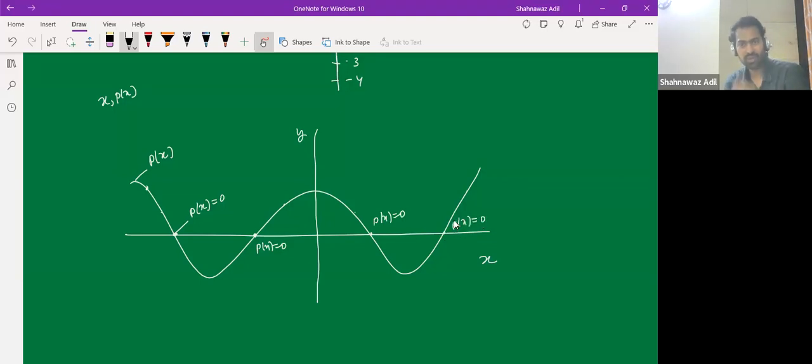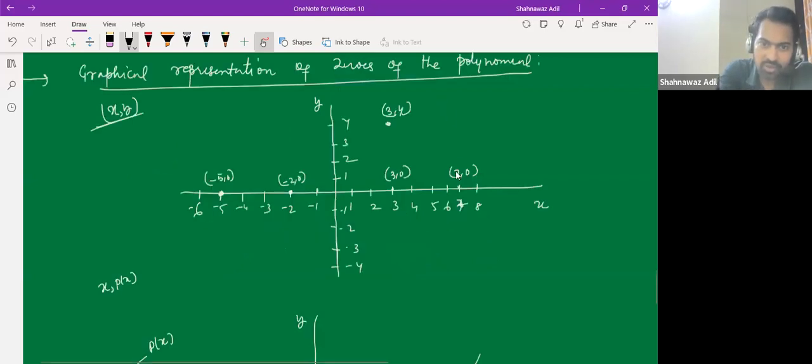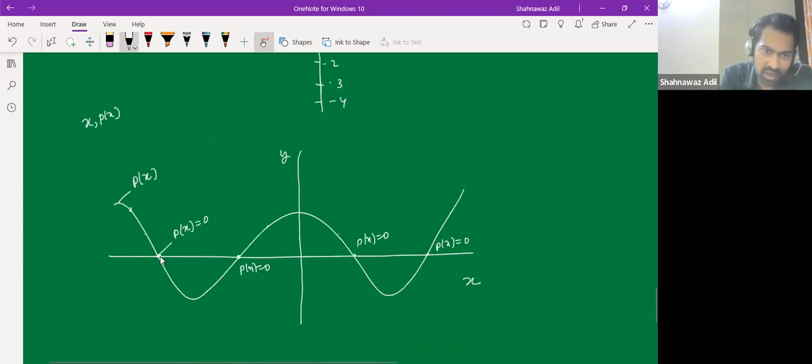So you see that p(x) is 0 at this point, this point, this point, and this point. And what do we call those x where p(x) equals 0? Zeros of the polynomial? Absolutely right. So these x points are zeros of the polynomial, right?